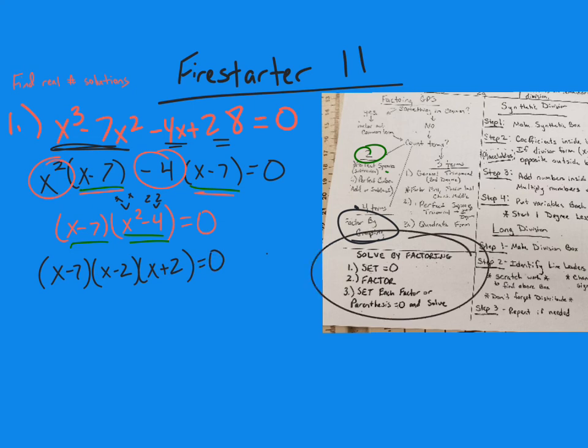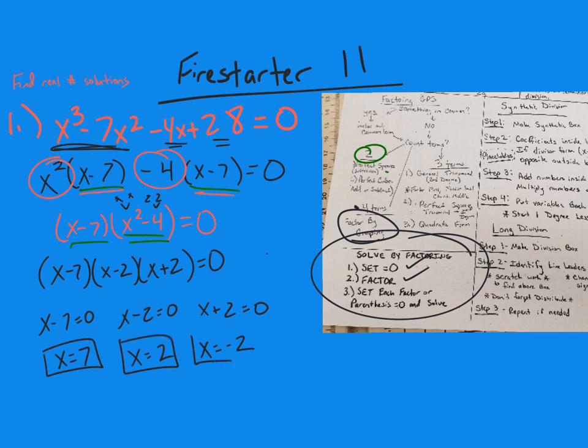Now remember here, solve by factoring, it was set equal to 0, we factored it, now we have to set each factor of parentheses equal to 0, so I'm going to say x minus 7 equals 0, x minus 2 equals 0, x plus 2 equals 0. Keyword is Mickey Mouse. So then I'm going to set each parenthesis equal to 0, which I did, and I'm going to solve it, so x is going to be 7. Because I add 7 to both sides, add 2 to both sides, x is 2. Subtract 2 from both sides, x is negative 2. So this actually has 3 different solutions for x, all right here. That's it for number 1.